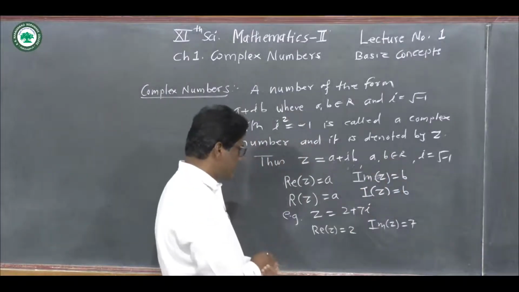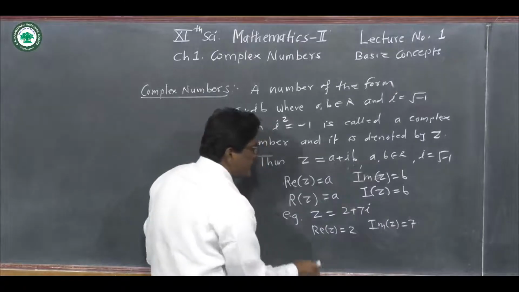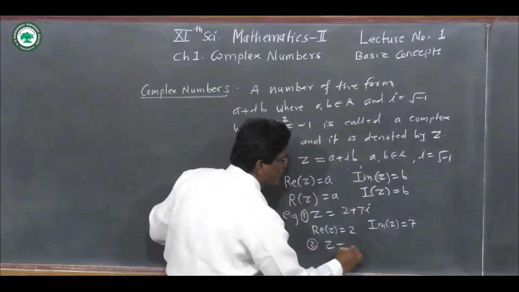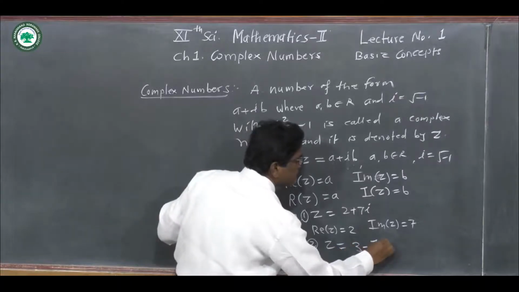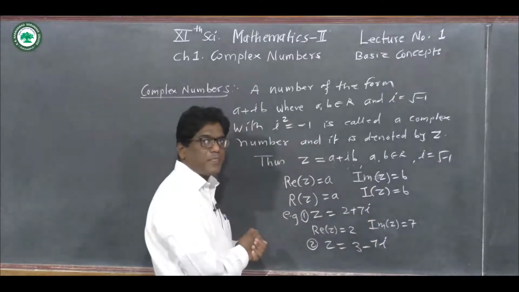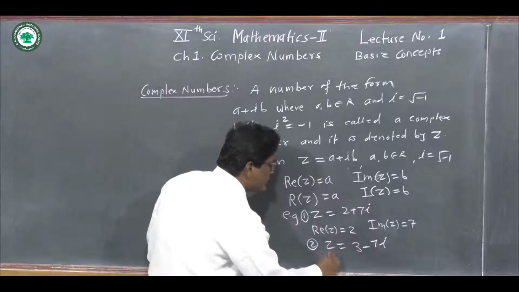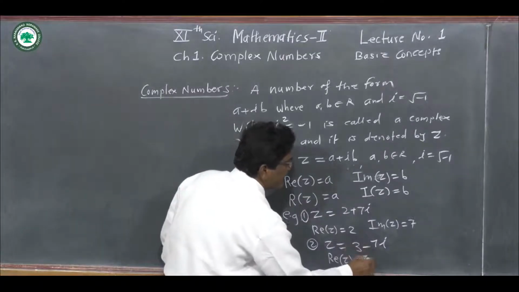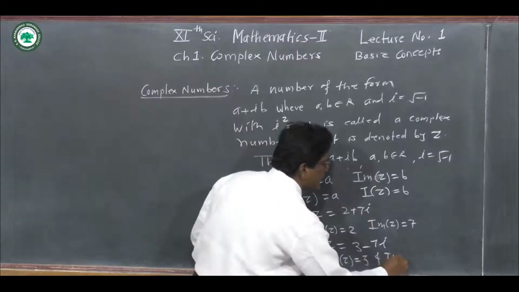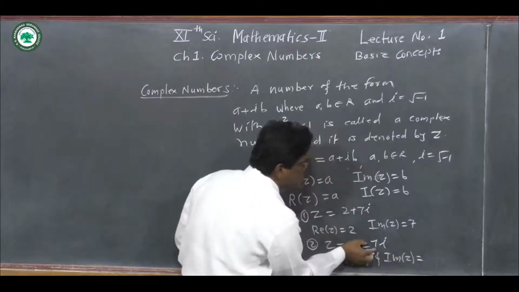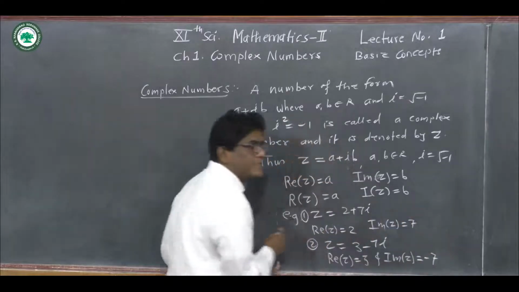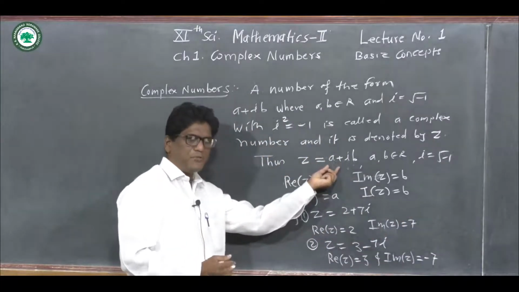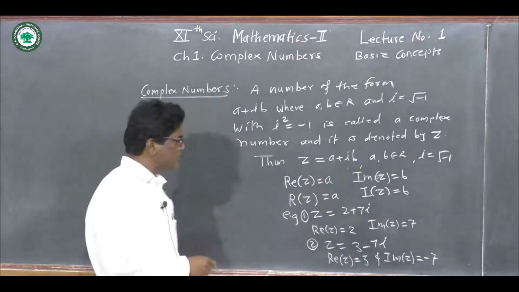Or, as a second example, suppose Z is equal to 3 minus 7i. Here the real part of Z is equal to 3, and the imaginary part of Z is equal to minus 7, the coefficient of i. So this Z is equal to a plus ib, and we denote it in set notation also.